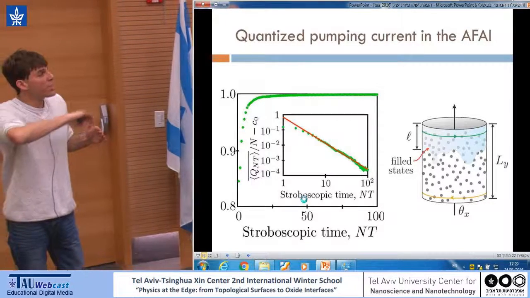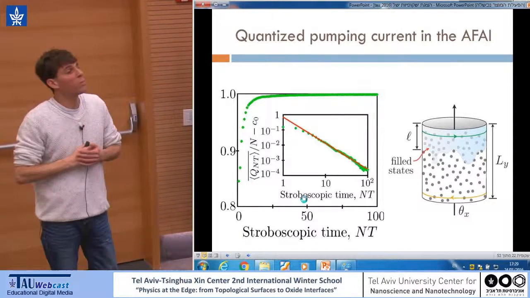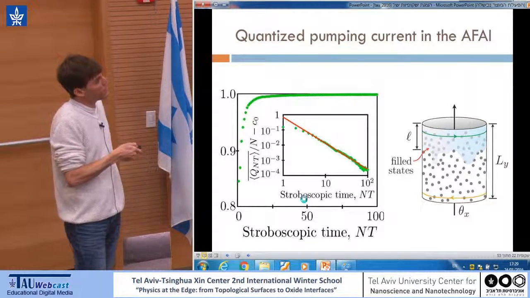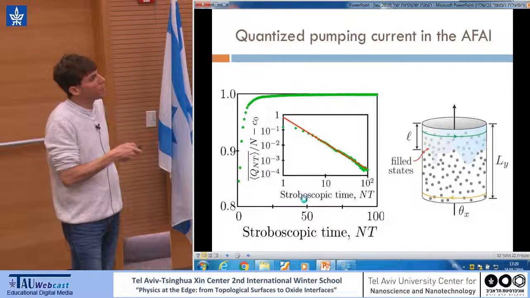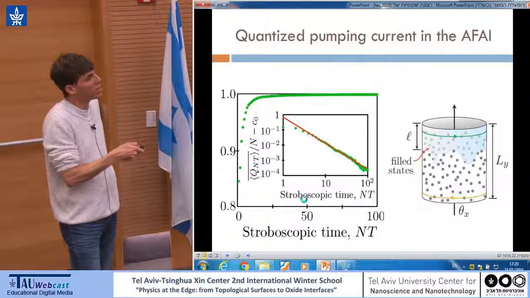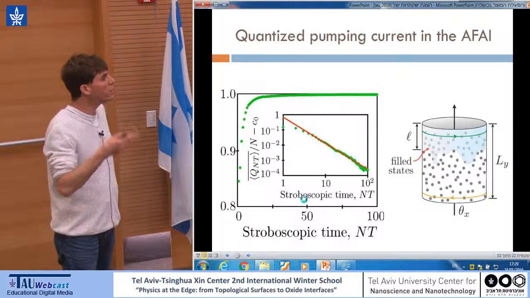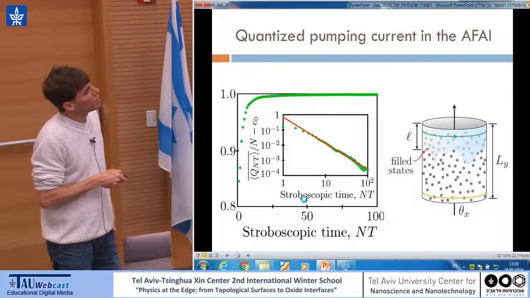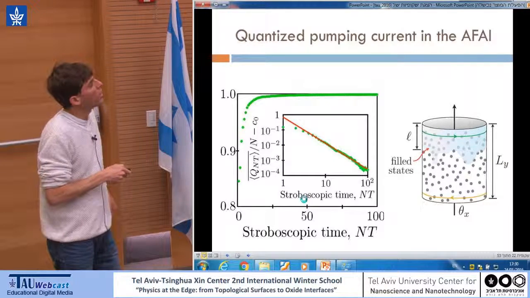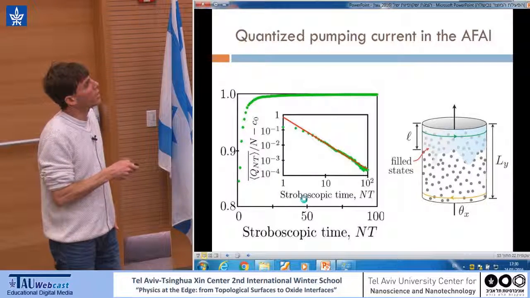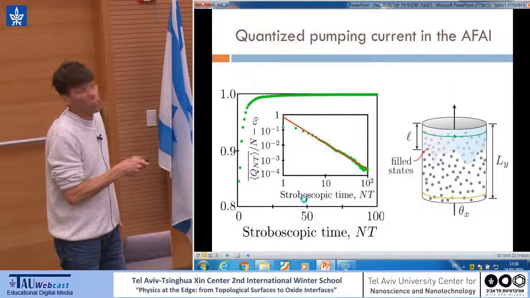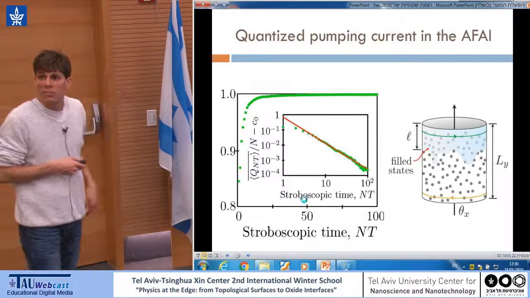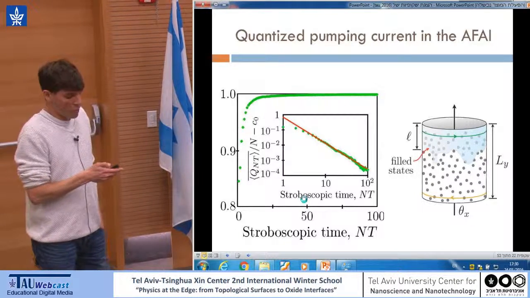Since I have this edge state going across the whole momentum quasi-energy zone, if I look at the current, you can imagine this state carries the current because of this chiral edge state. I can ask what is the current per period, and what you find is that the current per period is exactly quantized. If you average over long times, the charge per period would asymptotically get to unity, or any other integer which classifies this AFAI phase.